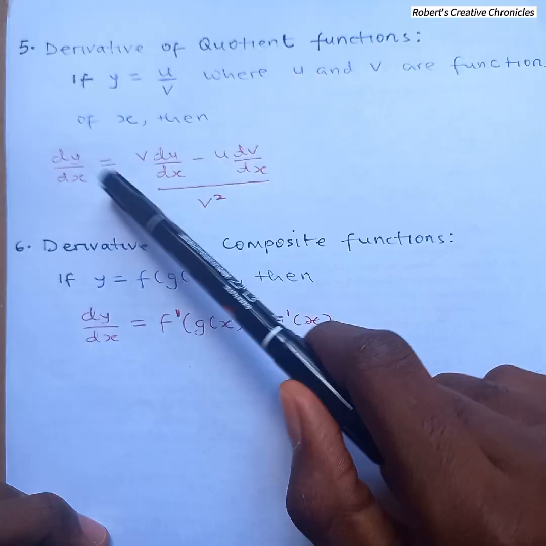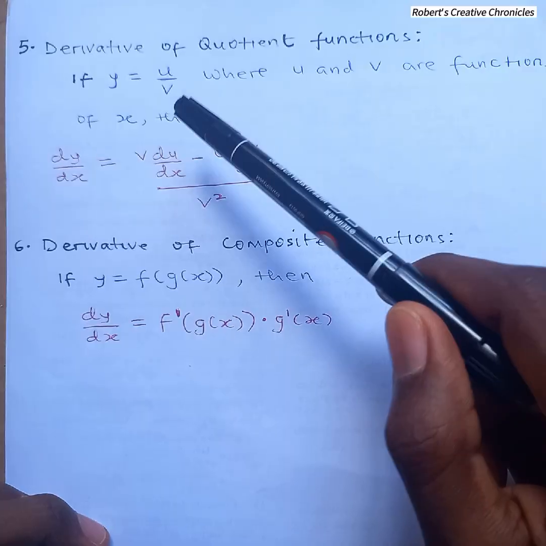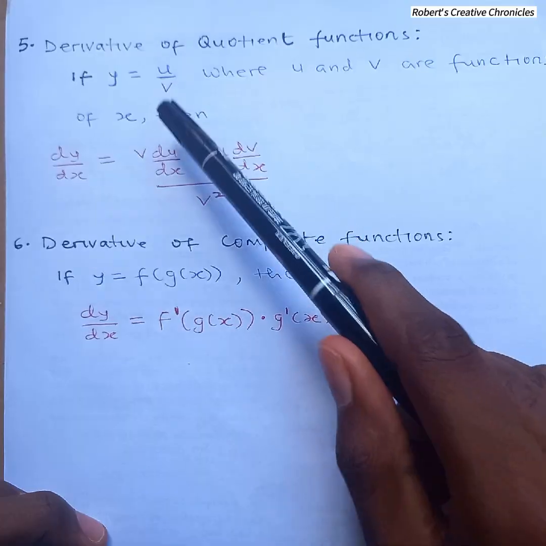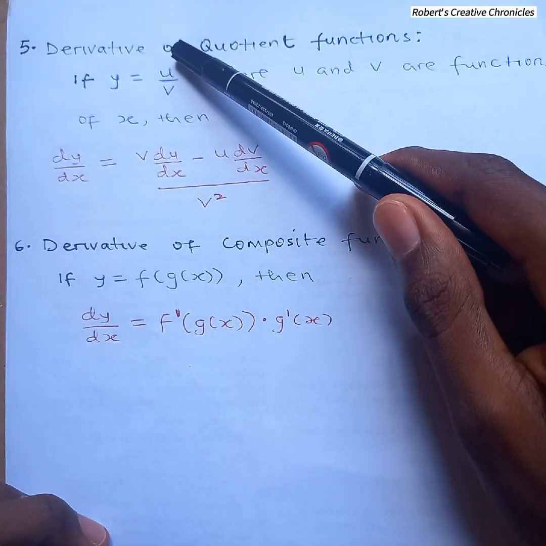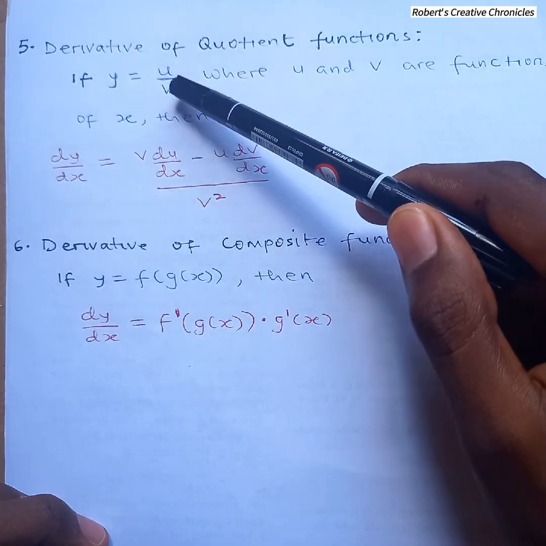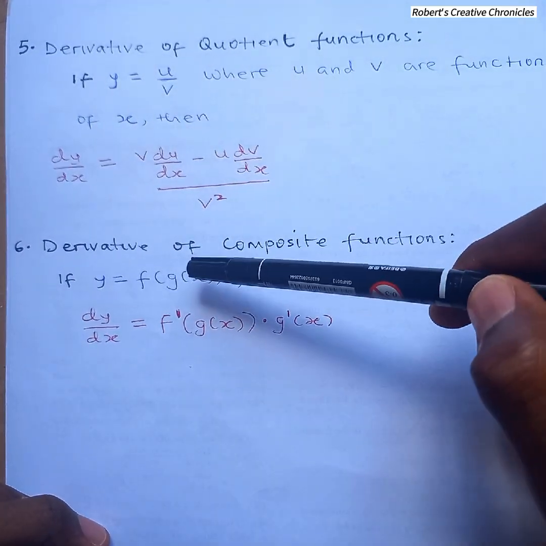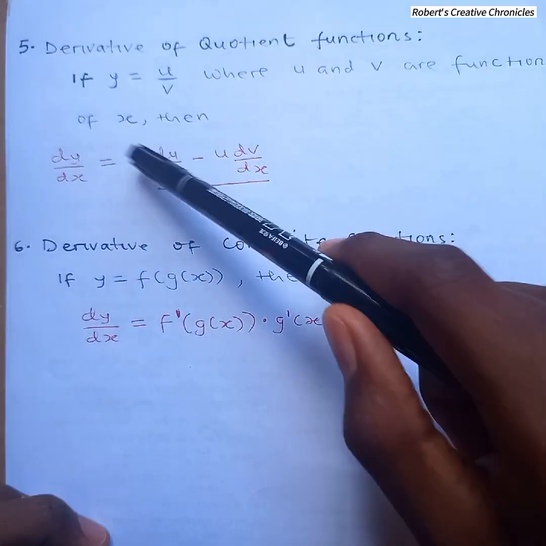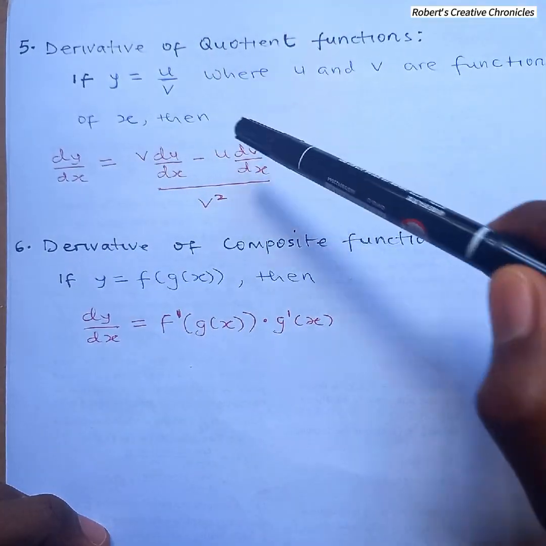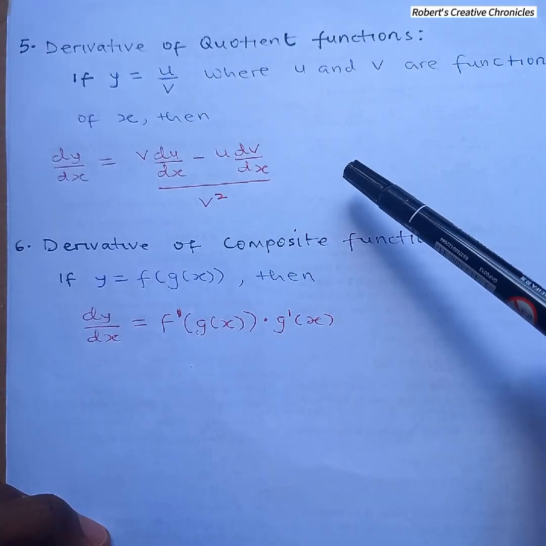So what this means is that the derivative of this function, which is division, two functions that are dividing each other, you multiply the denominator, which is the down one, times the derivative of the numerator, minus the numerator multiplied by the derivative of the denominator, over the denominator squared. That is how we are going to do it. You should not change the arrangement. So this is how you find the derivative of a quotient function. That is two functions that are dividing each other.